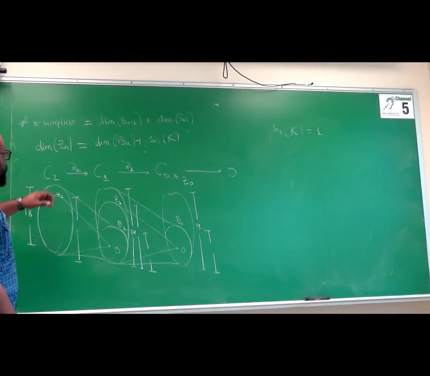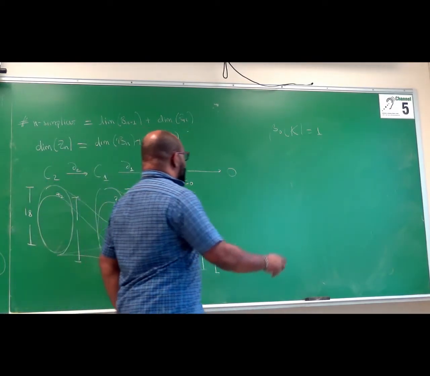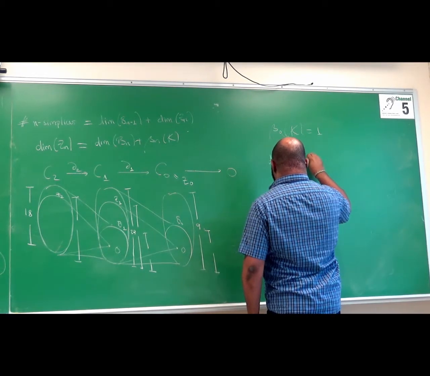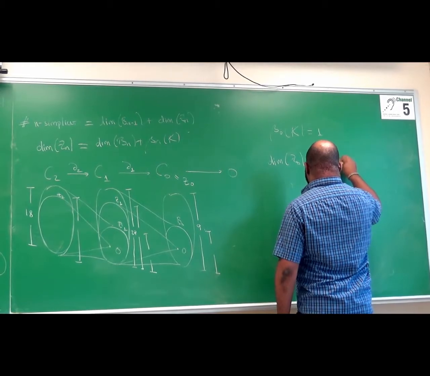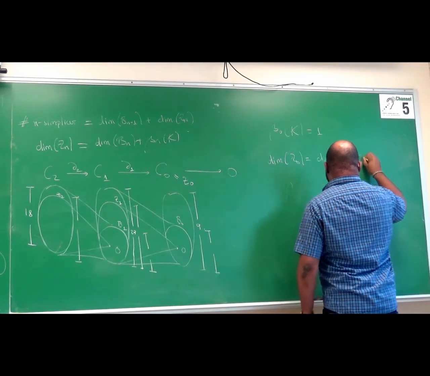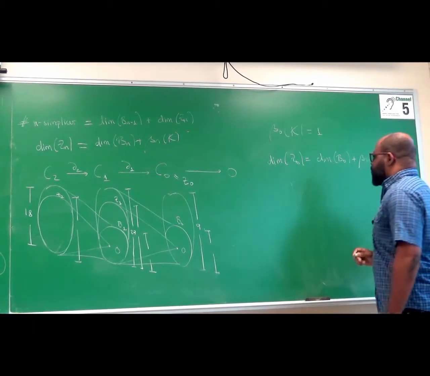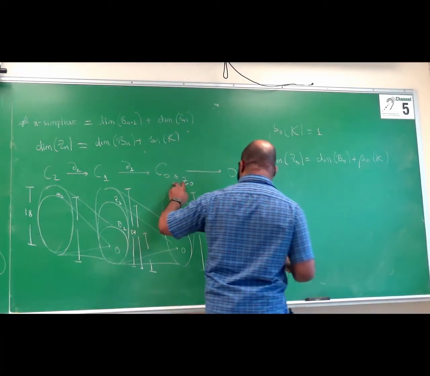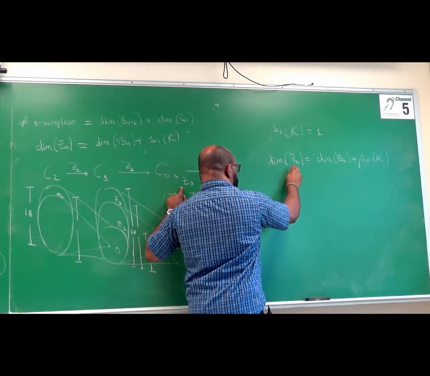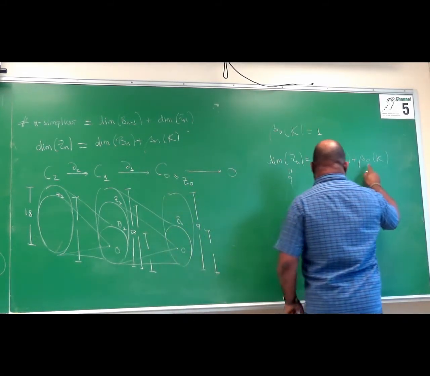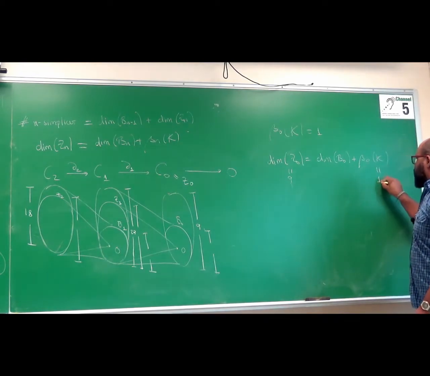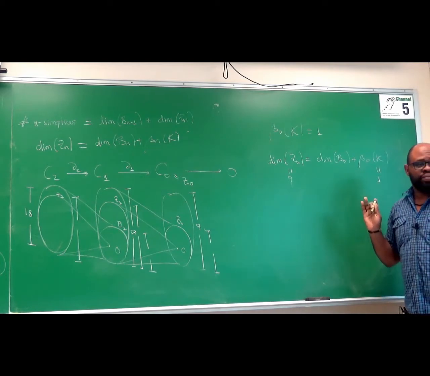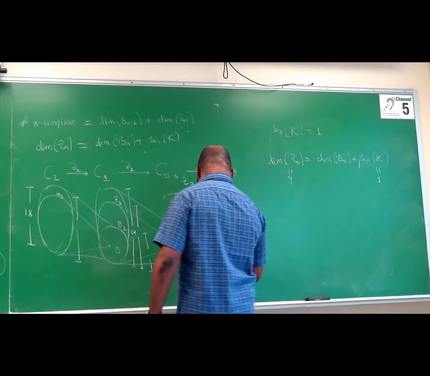So let's do it here. I have the following relation. We have the dimension of Z0 is equal to the dimension of B0 plus Betti 0. C0 and Z0 are equal, so this is 9. Betti 0 is 1, so the dimension of B0 has to be 8, hopefully. Boom.